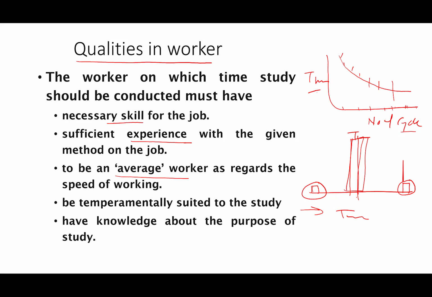So who are those workers for which the average time is the time taken by most of the workers? The average worker is one who represents the lot, and most of the workers take around that much time only. So for the study, basically an average worker is chosen, and the worker chosen for the time study should be temperamentally suitable. Many times people become very cautious, they make mistakes. So a person is chosen in such a way that he is temperamentally fit for the study, and he has the knowledge of the job or the purpose for which the time study is being conducted.